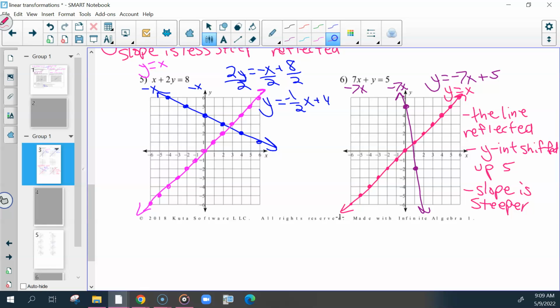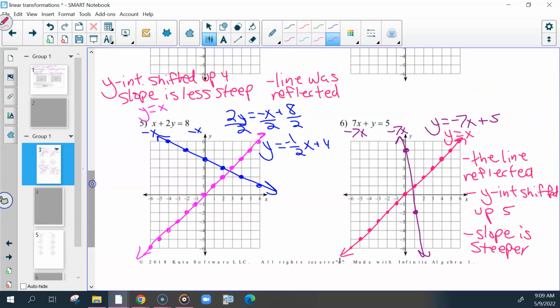I can also look at these two lines and I would get down this purple line much faster than this line. What's the y-intercept? You did not write it. Oh, it's 4.